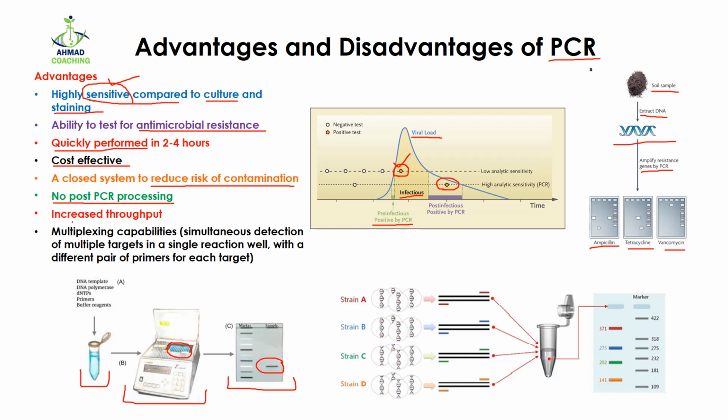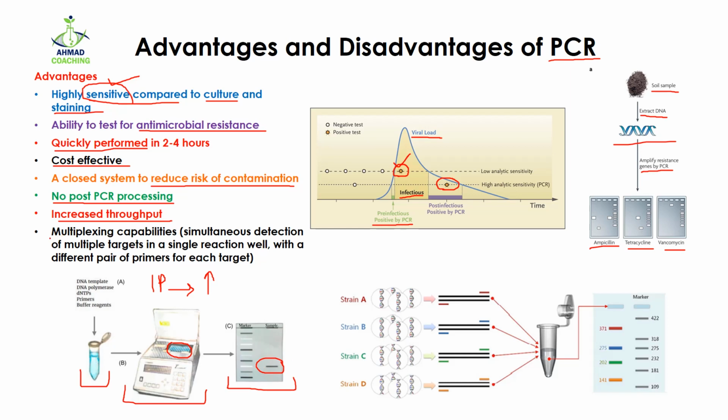PCR is very helpful to increase the throughput. For example, like I said, if you have 1 picomole of the sample, it can detect that and then amplify it enough that you can visualize that sample on the gel. Without PCR, this visualization is impossible.